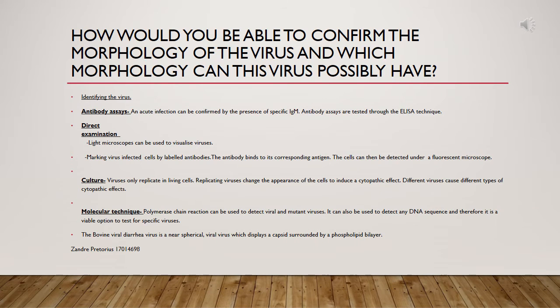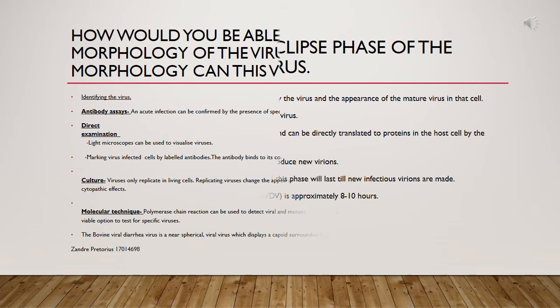The fourth technique is molecular technique. Polymerase chain reaction can be used to detect viral and mutant viruses. It can also be used to detect any DNA sequence, and therefore it is a viable option to test for specific viruses. The bovine viral diarrhea virus is a near-spherical virus which displays a capsid surrounded by a phospholipid bilayer and no visible spikes.